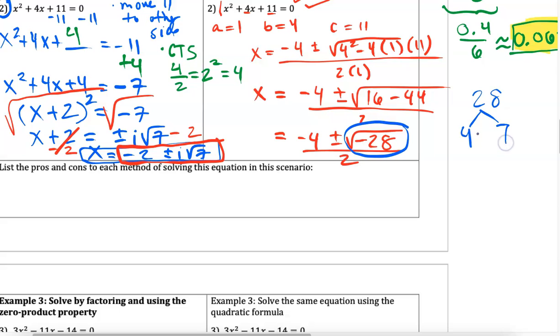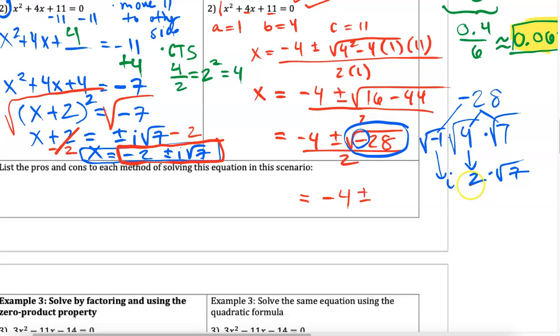So I have a 4 and a 7. 4 times 7 is 28. So when I square root those two numbers, I get a 2 and then just a square root 7. But because of the negative there, I also have -1. Square root of -1, which is i. So what this turns into when I simplify the square root of -28 is I end up with -4 plus or minus. I have the 2 that I brought out, the i, that is the square root of -1, times the square root of 7, and then all of that is over 2.